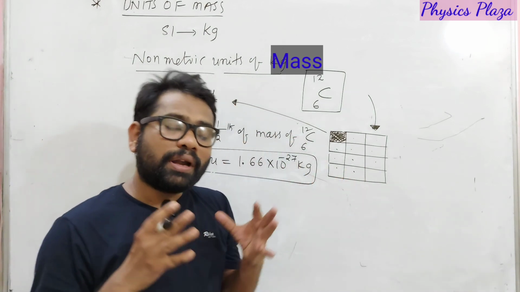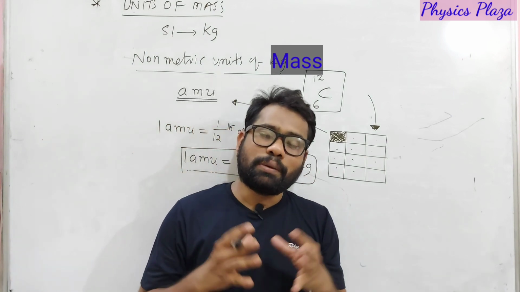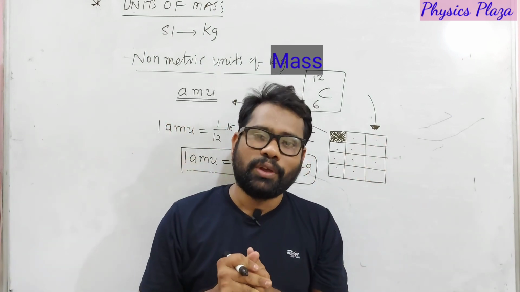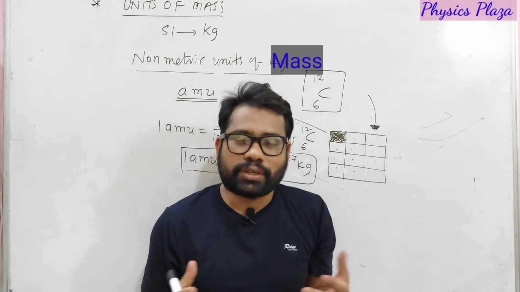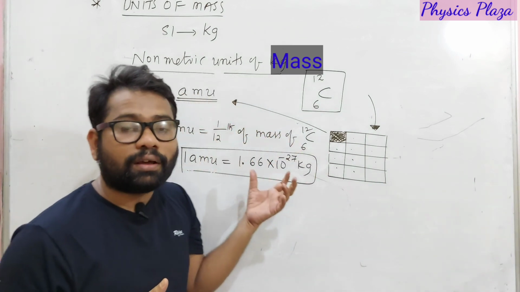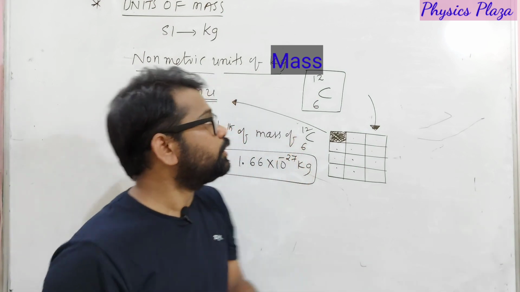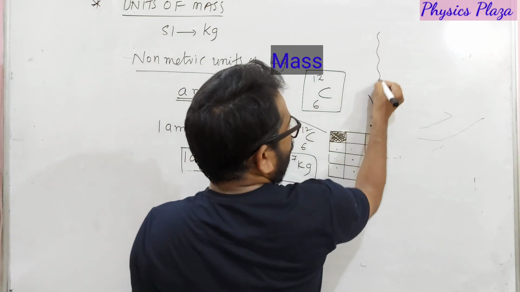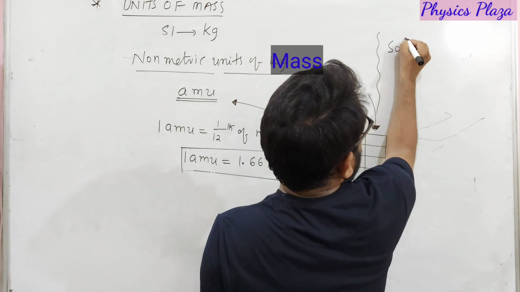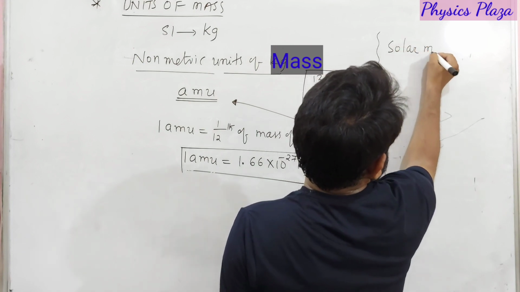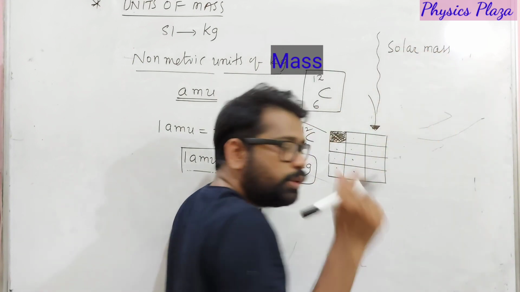Okay, it is fine. But when we want to measure the mass of celestial bodies, dear children, for example, celestial bodies are very huge. There we can't use quintal or metric ton. There we have one special unit that is called solar mass. Dear children, solar mass is a unit.